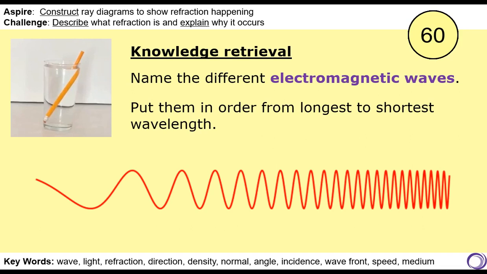So I've put a diagram here to help you with that. On the left-hand side, you should have your waves that have the longest wavelength, and you carry on down the spectrum to the right-hand side where you have your waves that have the shortest wavelength. So can you list for me the 7 different electromagnetic waves in order? Off you go.